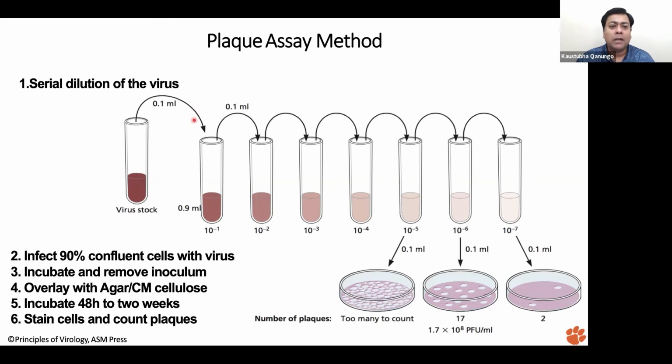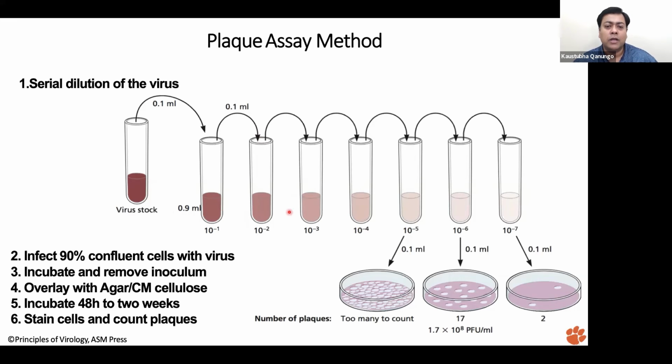Sometimes you take 1 ml of your E. coli and add it to 9 ml of E. coli. Doesn't matter, but it's just a 1:10 dilution. So as you are taking one tube to the other, each time you dilute the virus 10 times. So you can see that you have the dilutions at 10 to the power -1 all the way up to 10 to the power -7. Here, there are too many viruses.